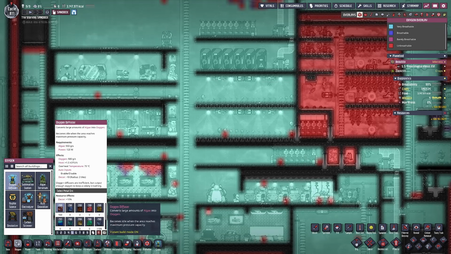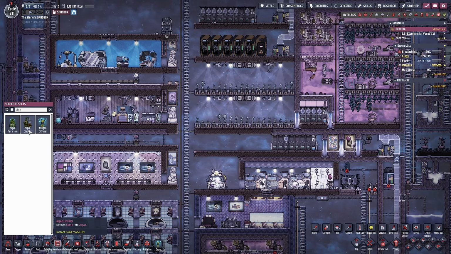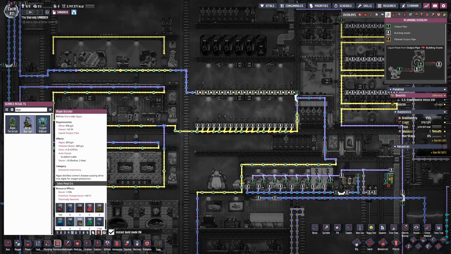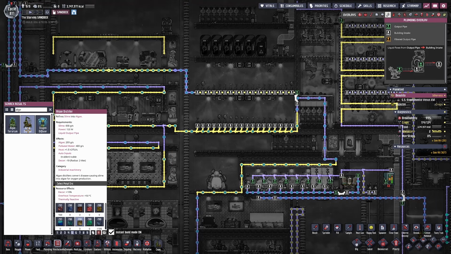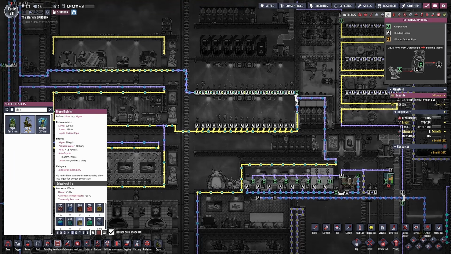The oxygen diffuser is purely something that you use in the beginning of your playthrough in order to support your duplicants until you transition to something that is actually fully sustainable. Now you might be saying, hey Ethan, what about the algae distiller? The algae distiller can produce algae using slime. So why can't I just use slime to produce algae to keep feeding into the oxygen diffuser? And this is a perfectly valid point. You can indeed refine slime into algae using the distiller.